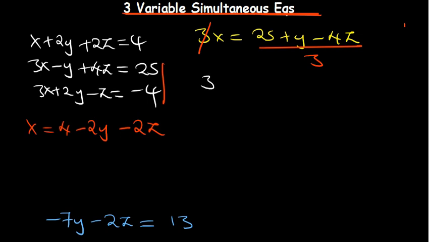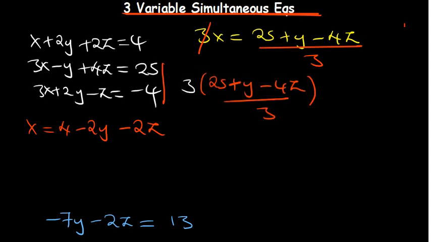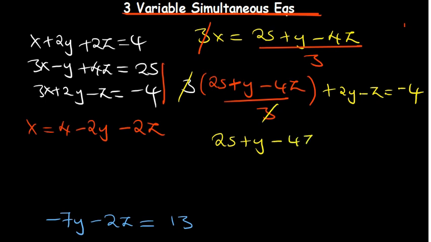So I have x, I'm going to put that as 25 plus y minus 4z over 3, which is good, right? You know why it's good? Because it's going to cancel. I don't like dealing with fractions. So plus 2y minus z is equal to negative 4. This and this will divide. So we have 25 plus y minus 4z plus 2y minus z is equal to negative 4.